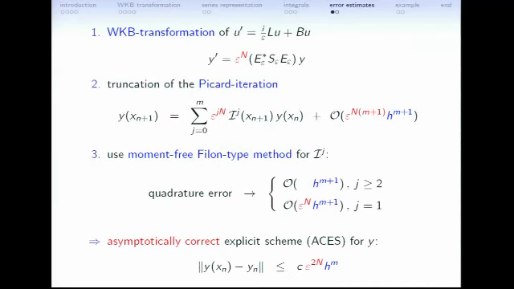So what we did until now is first we started with an ODE, which is hard to tackle numerically, transformed it such that we get a system matrix of order n. Then we use simply Picard iteration, which we truncated at a certain order. Here I've written down the truncation error, and then we use the moment-free Filon type method to approximate these iterated integrals. Well, here you should take a little bit of care of the order, of course. Here the order is h to n plus 1. That means we should take the same order for the quadrature of these integrals.